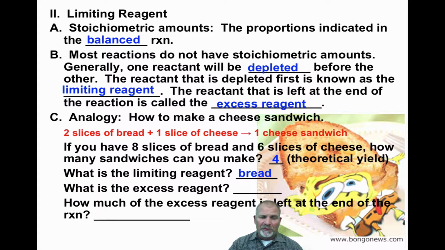Your limiting reagent was the bread. Your excess reagent was the cheese. The cheese told you could make 6 sandwiches. The fact is you can only make 4. Also, we know this: based upon a limiting reagent, not only did the limiting reagent limit me to 4 sandwiches, it limited me to using only 4 slices of cheese. Therefore, I had 6, I used 4, I had 2 slices of cheese in excess.